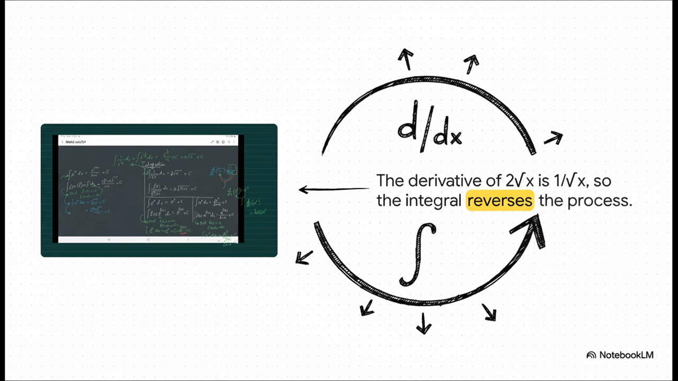But hang on a second. What's the derivative of, say, 2 times the square root of x plus 5? It's the exact same thing, right? Because the derivative of that constant 5 is just 0. And that right there is why every single time we integrate, we have to add that little plus c at the end. It's our way of saying, hey, there might have been a constant here, and we need to account for it. It's a super important detail.